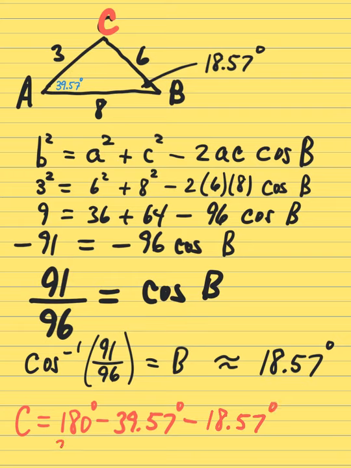for a grand total of angle C is approximately, because those second 2 decimals are approximated, 39.57 subtract 18.57, I get 121.86.